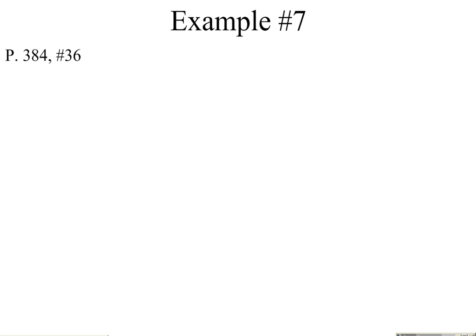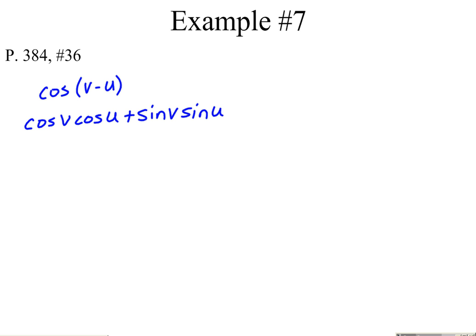Last one we're going to look at is from your book. So open up your books and follow along on page 384 with problem number 36. Cosine of V minus U is what we are going to evaluate. So plug that through your difference identity. That's cosine V, cosine U, plus sine V, sine U.